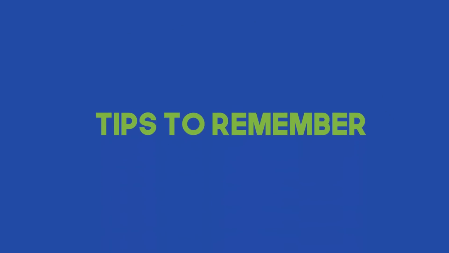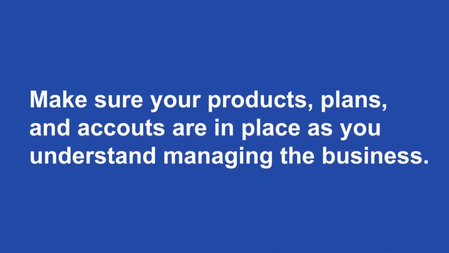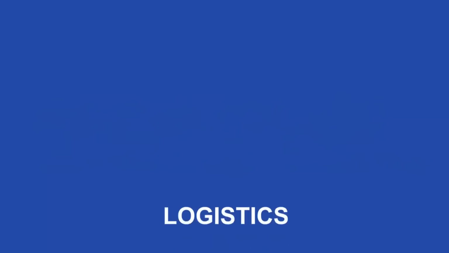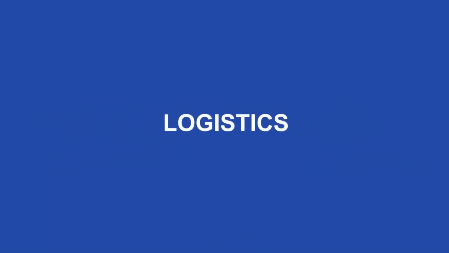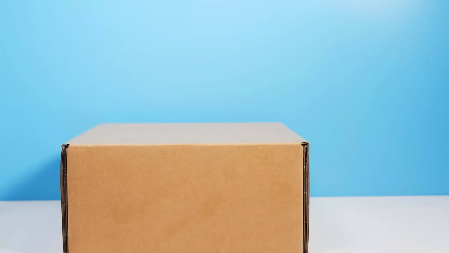So I'm going to give you a couple of tips and recap the video about what you need to do and what you need to take away. Make sure your products, plans and accounts are in place. You understand the managing of the business, and you have logistics in place. So speak to your actual shipping agent, making sure the customs and duties are going to go through smoothly. There won't be any hectic later on throughout the process, and you figure this out upfront. The other thing is you need to have a tax specialist in place, and they take care of your full account, so they can look after the tax side of things.